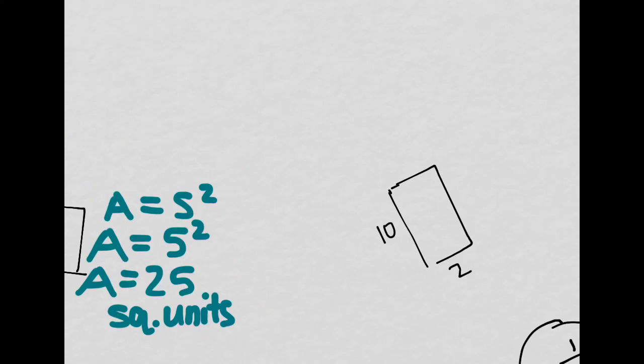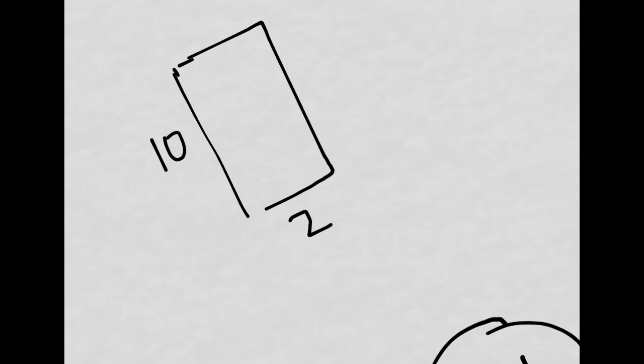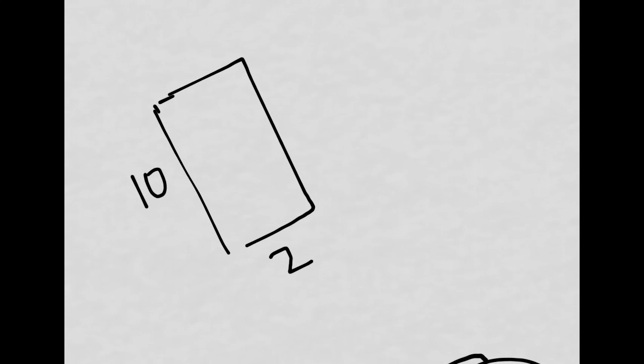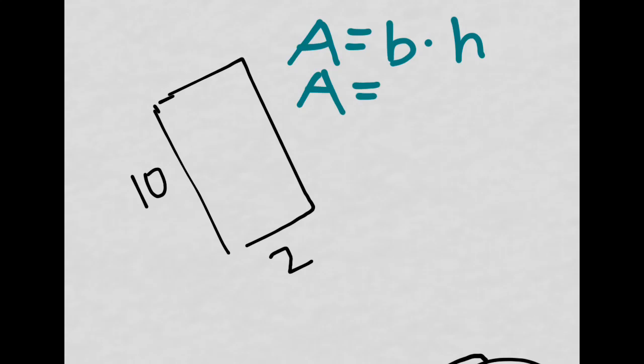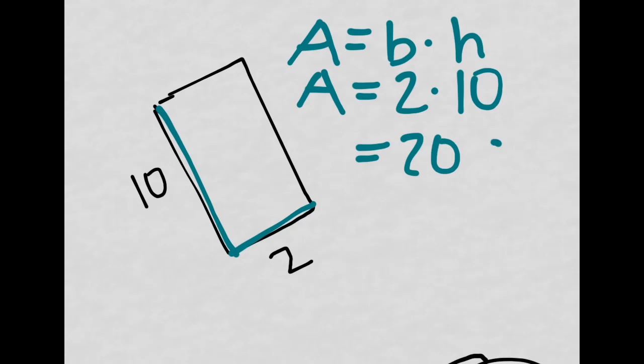Okay, now let's look at the rectangle. The rectangle has side lengths 10 and 2. And we know that the area of a rectangle is equal to base times height. So area is equal to 2, because that's the base, times the height, which is 10. And that will equal 20 square units.